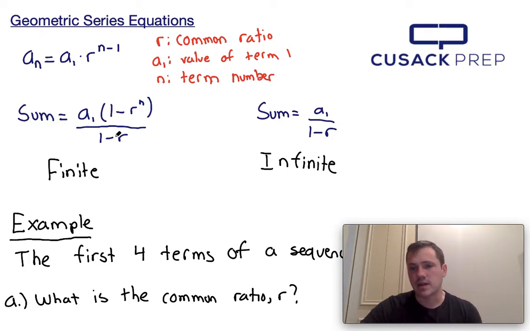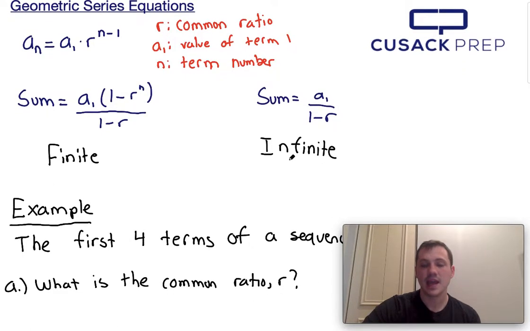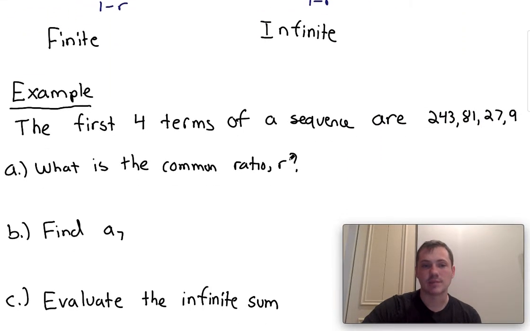And what I have here are two formulas for the sum. Now, sum can equal a sub 1 times 1 minus r to the n over 1 minus r. We use this formula when it's a finite geometric series, so this is a series that ends at some point. On the right here, we have the sum is equal to a sub 1 divided by 1 minus r, which is what you use for an infinite geometric series. And down here we have an example problem.